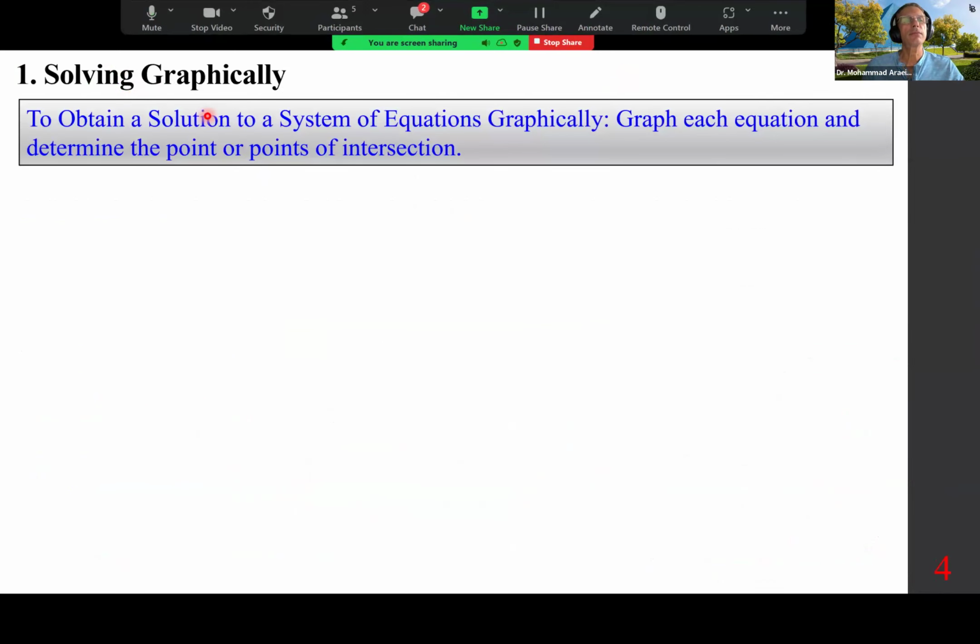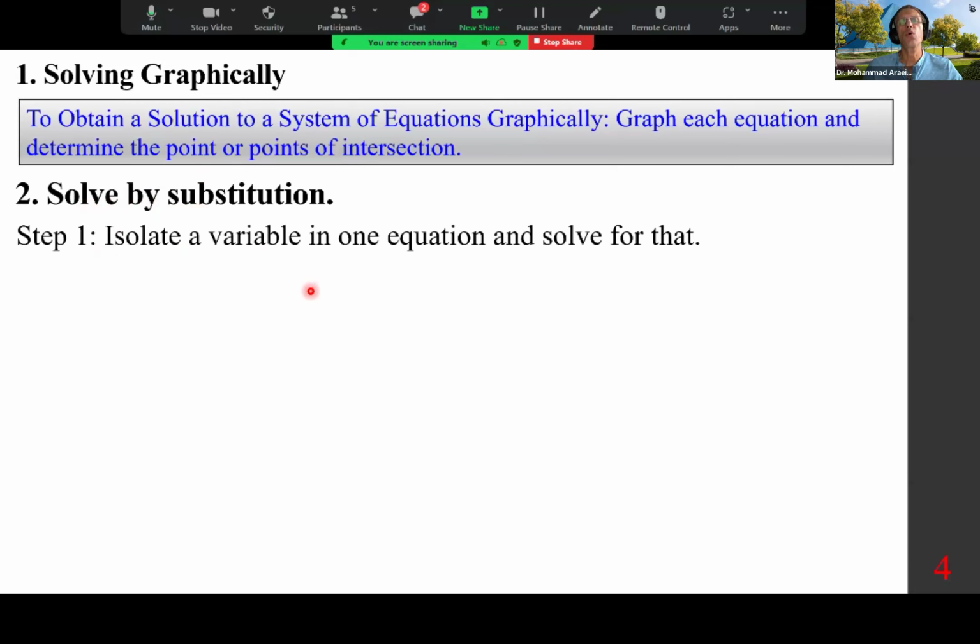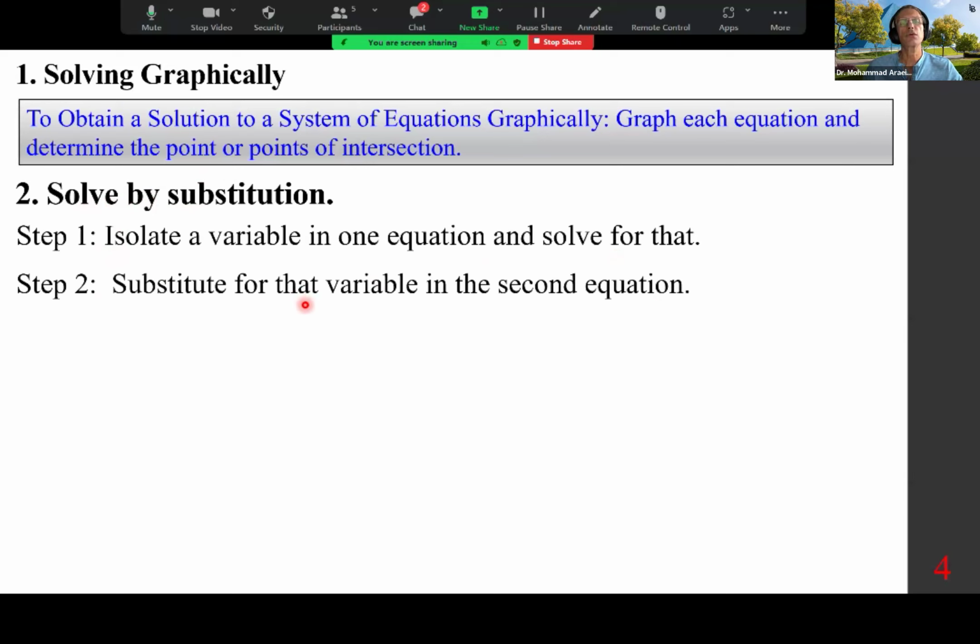Solving graphically. To obtain a solution to a system of equations graphically, graph each equation and determine the point or points of intersection. Solve by substitution. Step 1, isolate the variable in one equation and solve for that. Step 2, substitute for that variable in the second equation. And in short, when you want to solve for that specific variable, choose the one that has a coefficient of 1 or -1 so it doesn't create any fractions. Makes it easier that way.